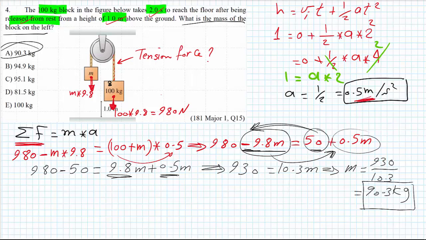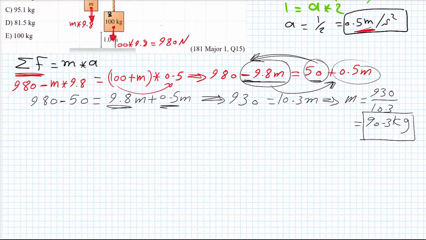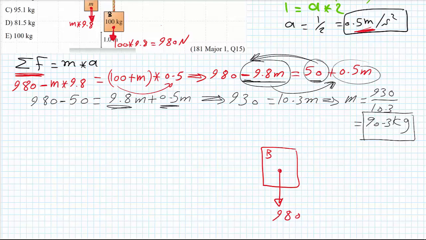So let's try to separate the objects and draw a free body diagram for the first one or for the second one. Let's take the 100 kilogram object B. There is a weight downward, which is 980, and there is a tension force, which is a pull force, upward. So those are the only forces acting on the object. There is no friction and no normal reaction because there is no surface.